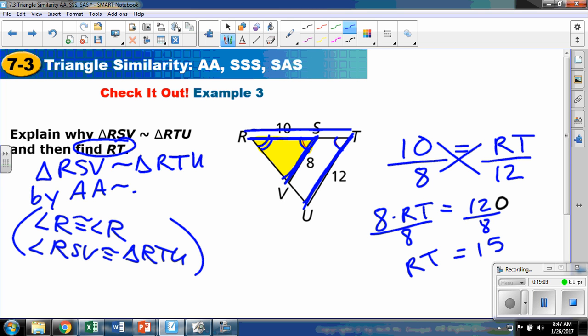It's quite common in these types of problems that you will figure out, explain why they are similar first, and after you know that they are similar, that's what tells you you're allowed to set up a proportion like this. Setting up the proportion will allow you to then figure out and find an answer.